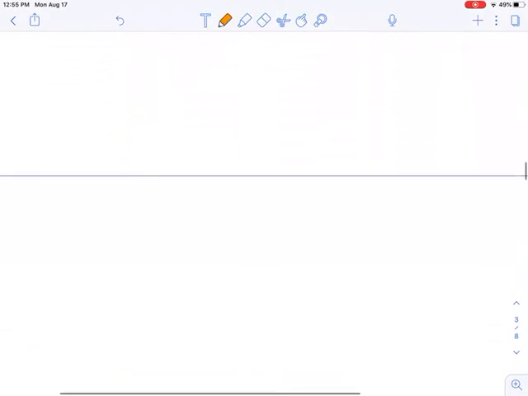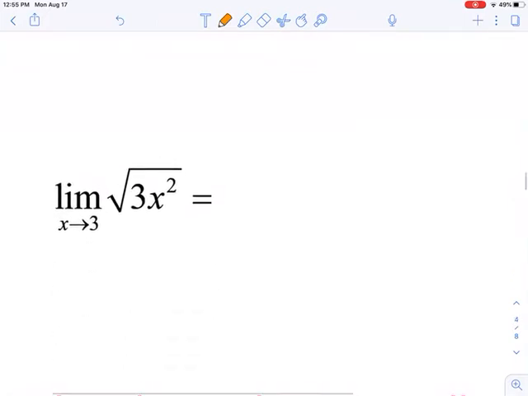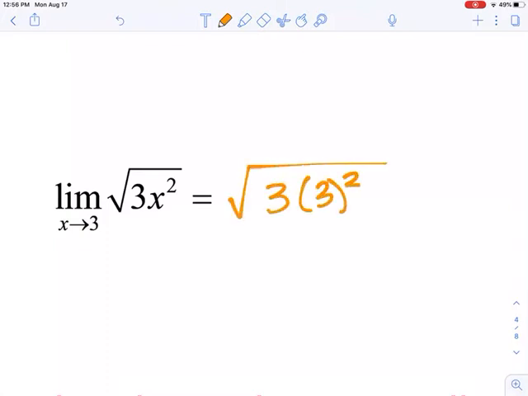Okay. The same thing can also be done if we have radicals. We can also use direct substitution with radical expressions. So here we have the limit as x approaches 3 of the square root of 3x squared. Since we're approaching 3, and 3 is in the domain of this function, then we can just take it and throw it in for x.